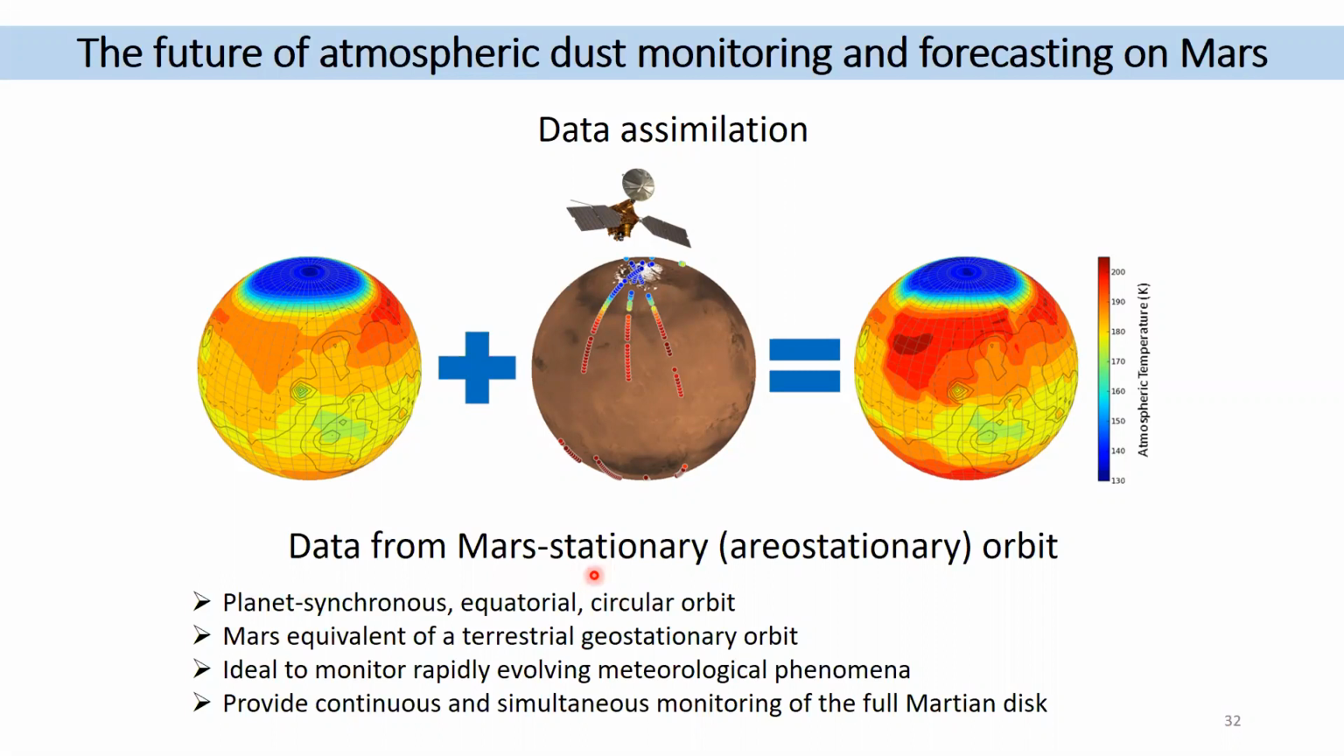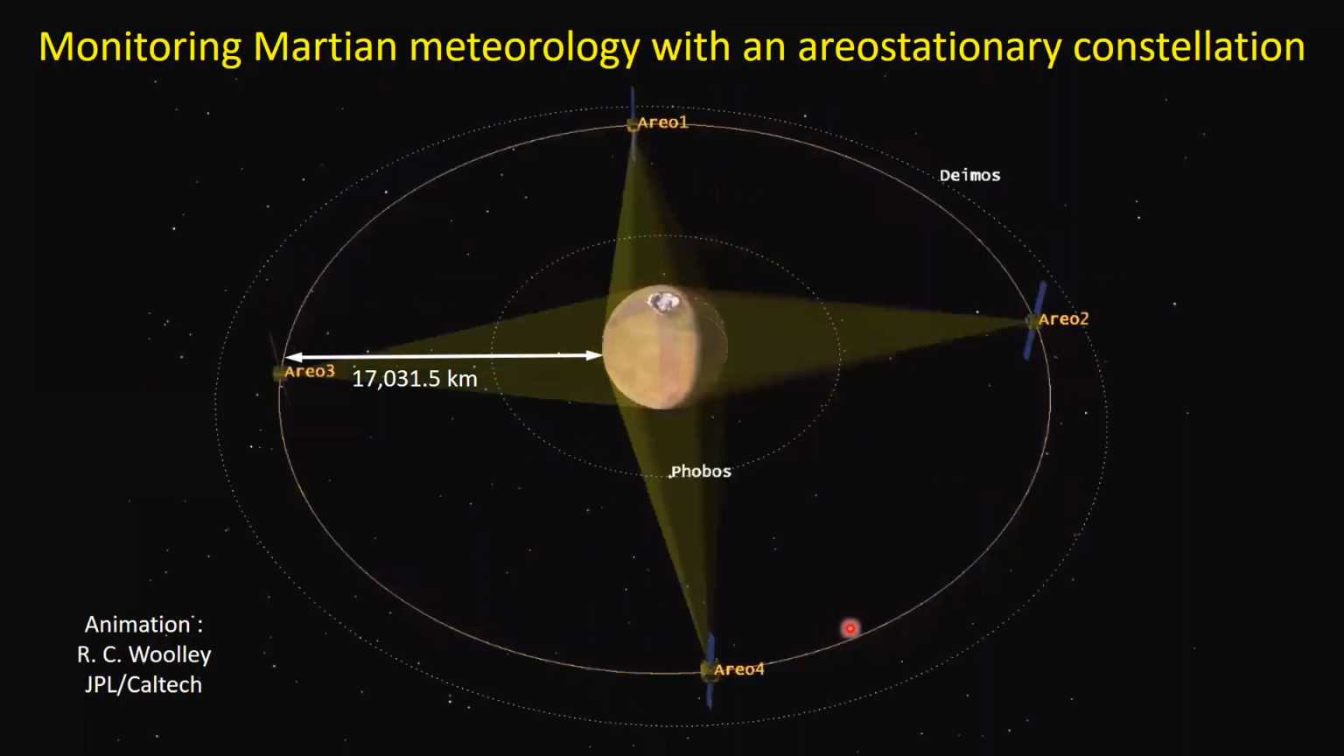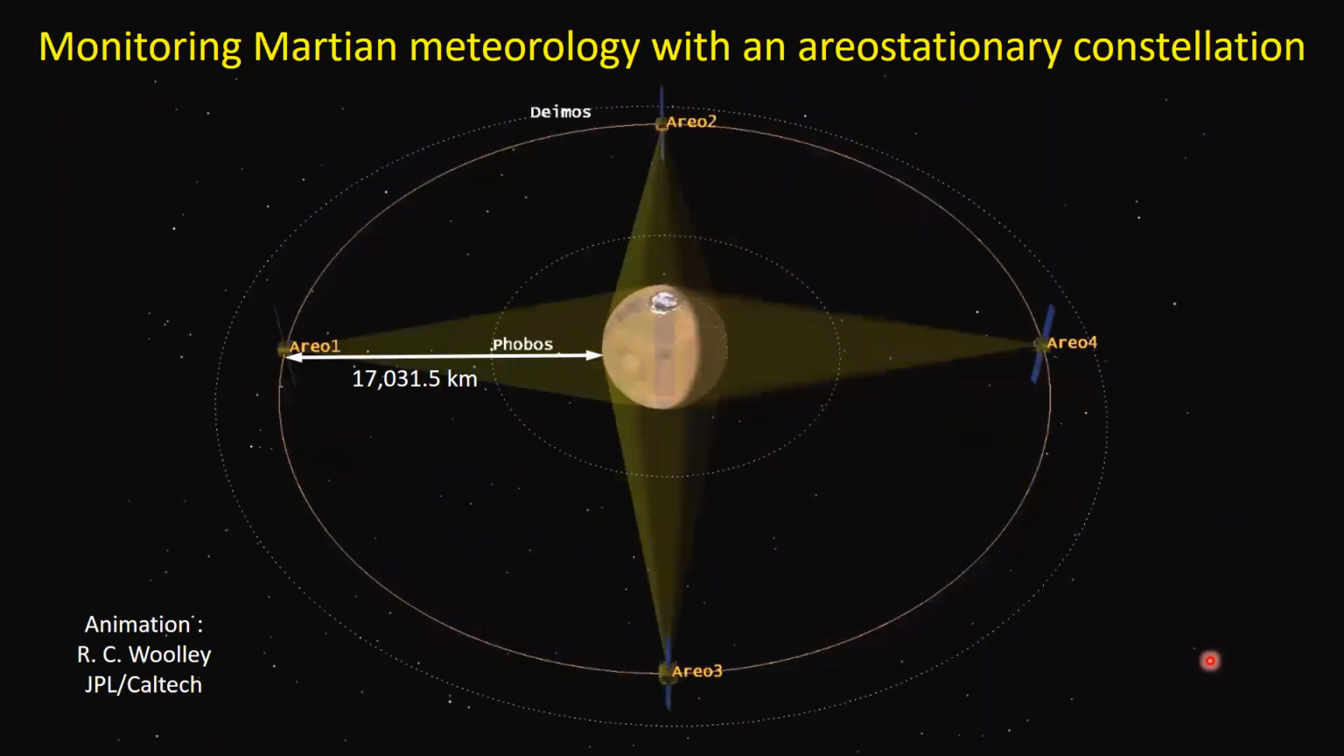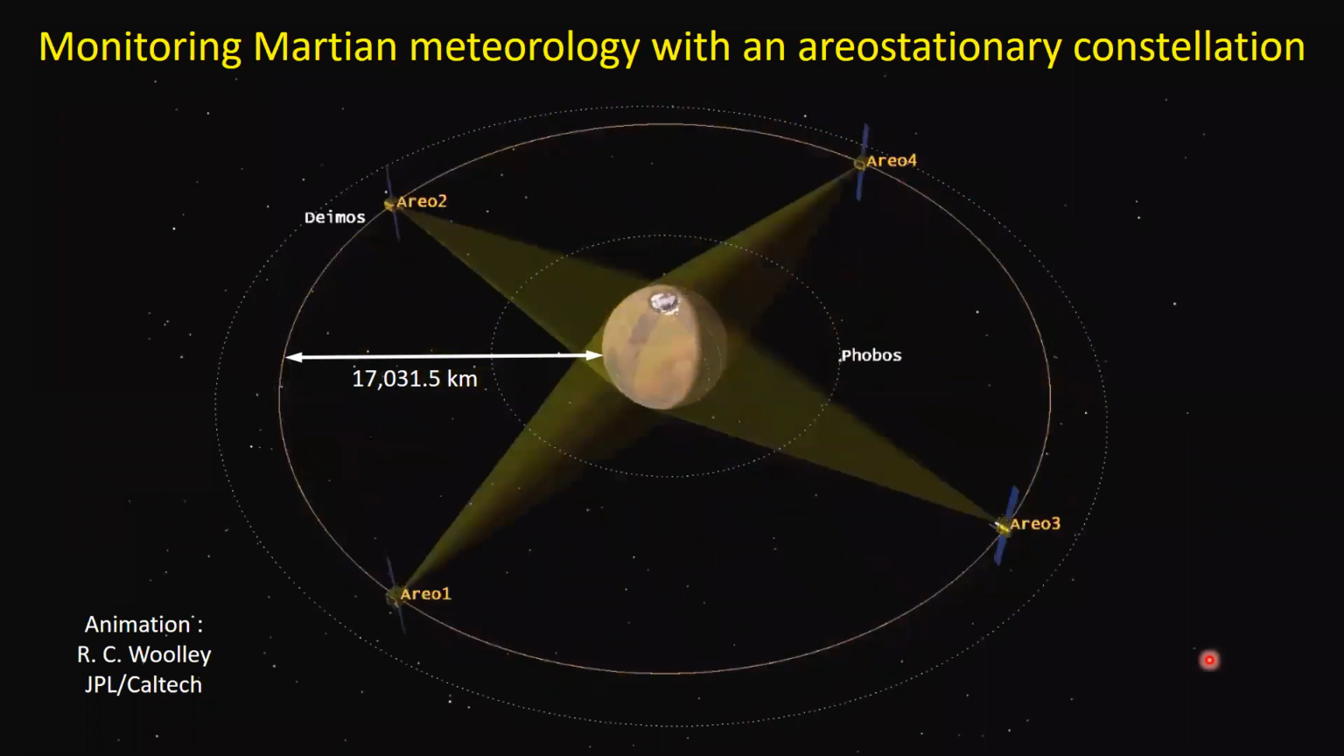This is the equivalent of a terrestrial geostationary orbit, and it's ideal to monitor rapidly evolving meteorological phenomena like dust storms, because it provides continuous and simultaneous monitoring of the full Martian disk. This is a video, an animation that shows what four areostationary satellites could observe on Mars.